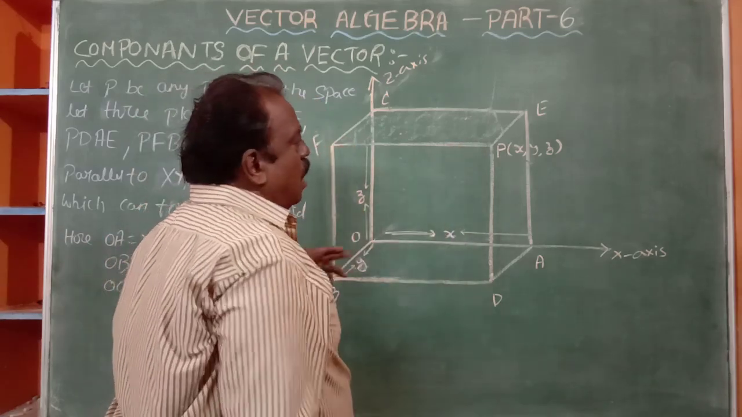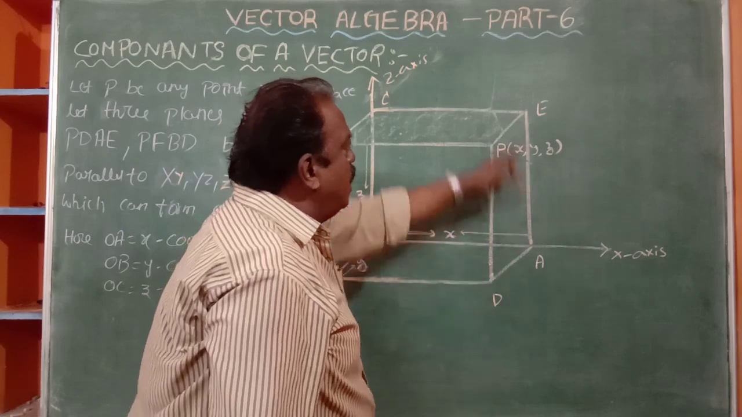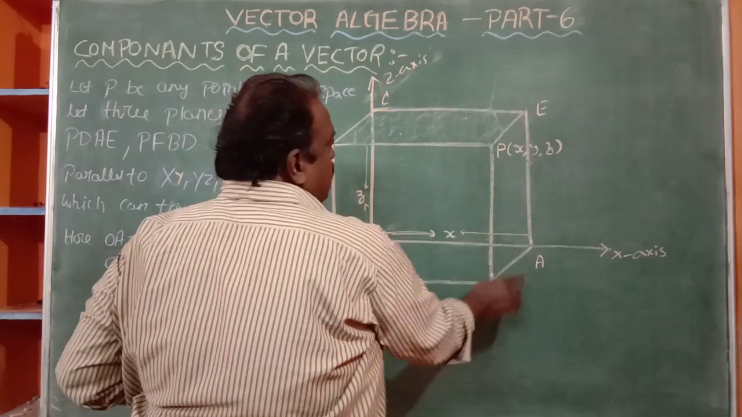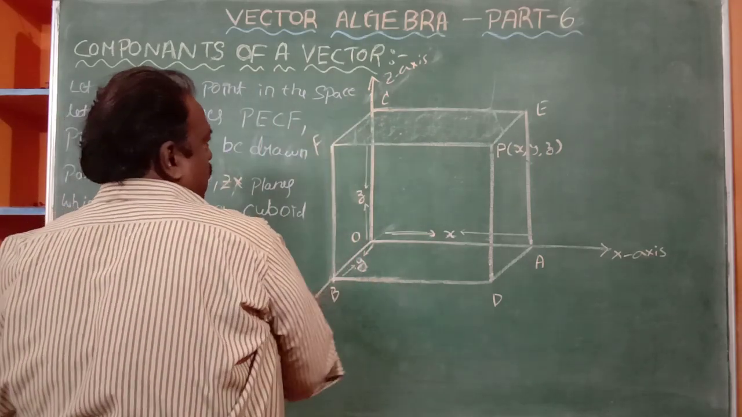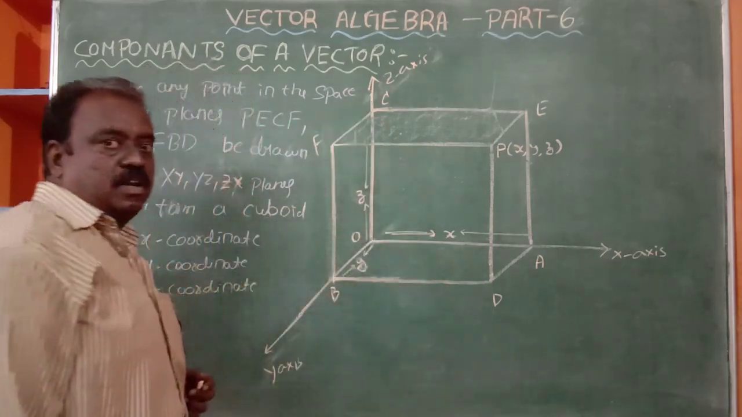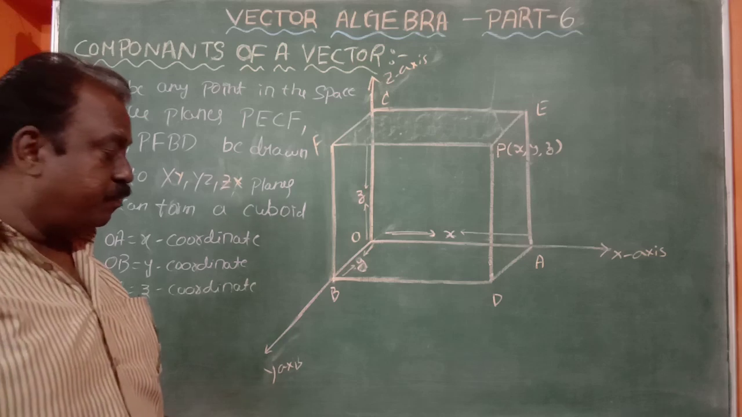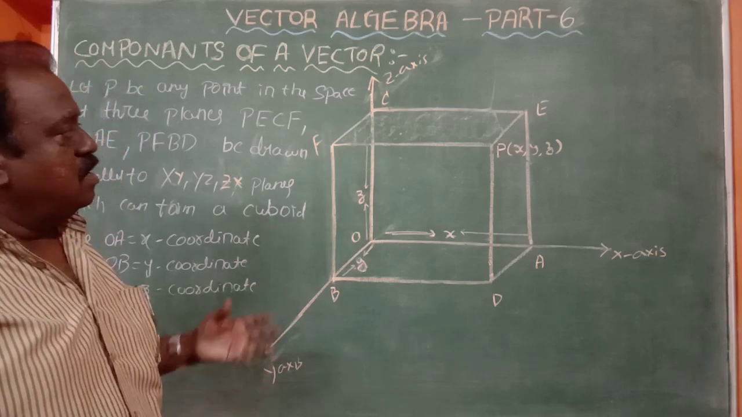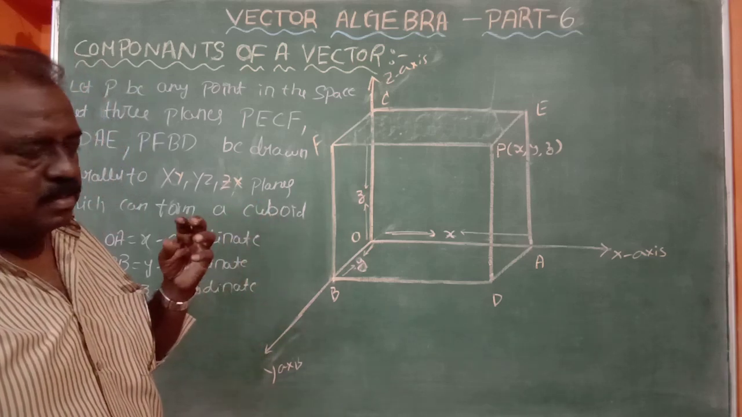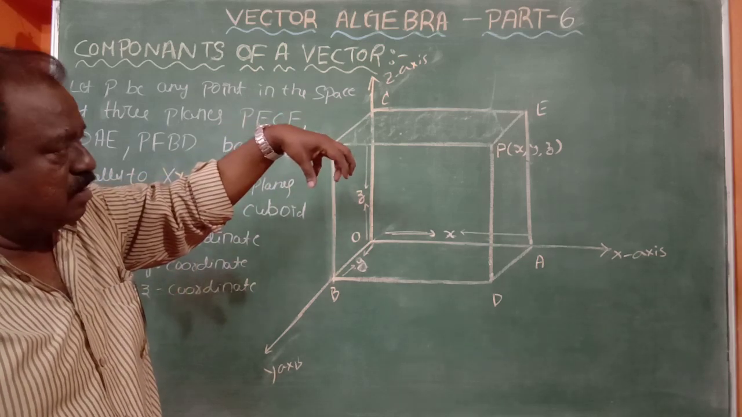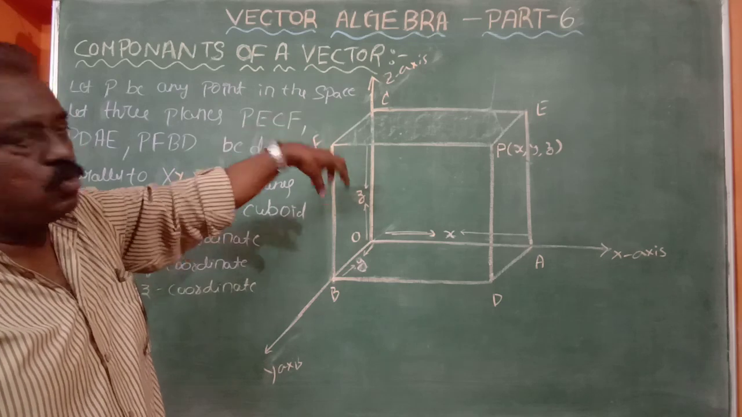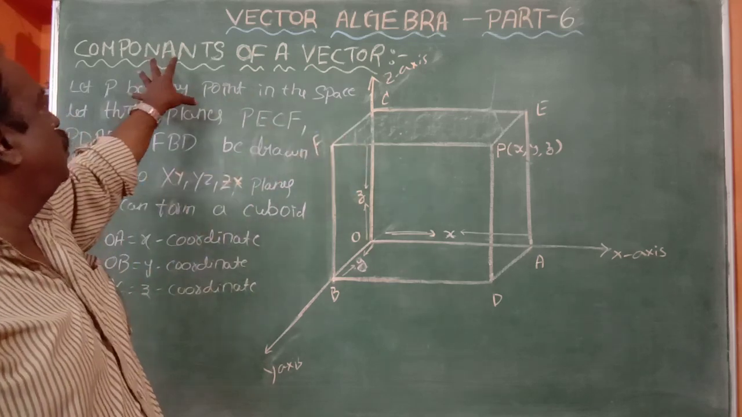And PDAE is a plane parallel to this wall, the YZ wall. Like that we have to assume. It is somewhat difficult because it is a new concept about three-dimensional geometry. We have to take this one, otherwise it is not possible to explain this.